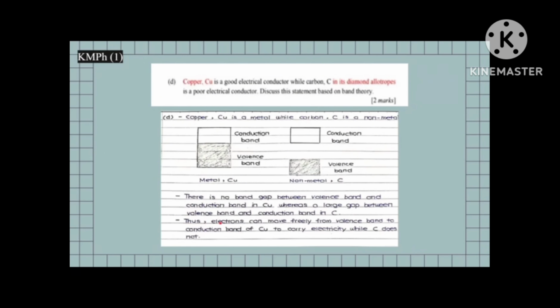Thus, the electrons can move freely from the valence band to the conduction band of Cu to carry electricity, while C does not. Because of the large gap, the electrons of carbon cannot move freely. There are like hurdles here. Whereas here, they can move freely from the conduction band to the valence band like that.